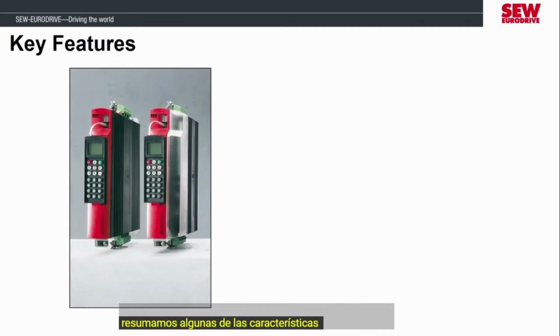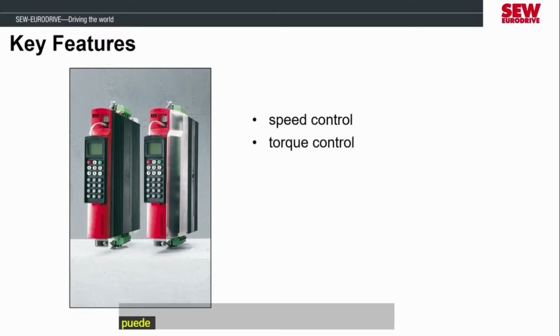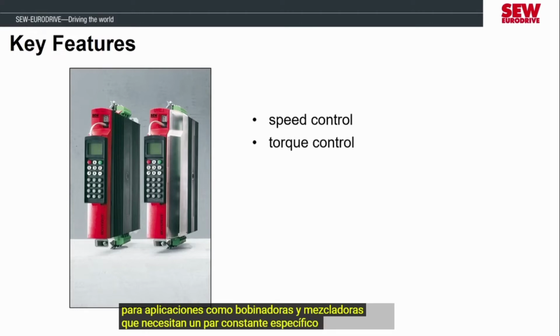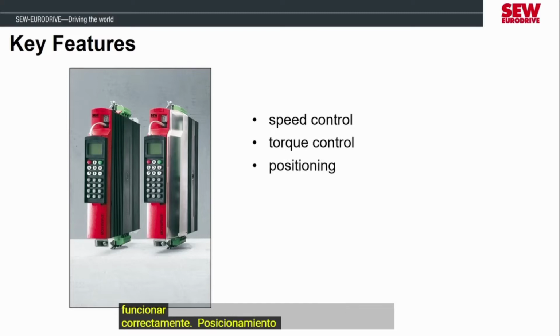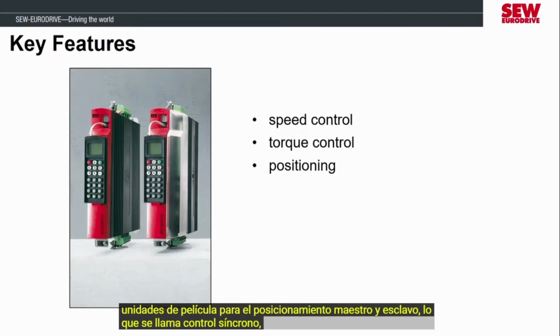Let's summarize some of the key features of the Movidrive. Just like a simple VFD, the Movidrive can do simple speed control. It can control the motor torque directly for applications like winders and mixers that need a specific constant torque to operate properly. It can do positioning, and it does it very well. It can even be connected to other Movidrives for master and slave positioning, which is called synchronous control.